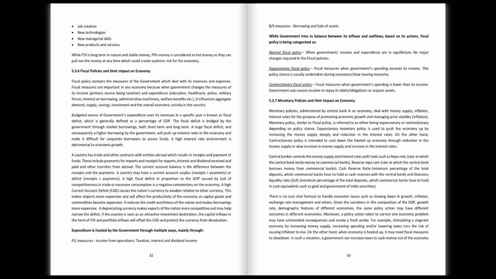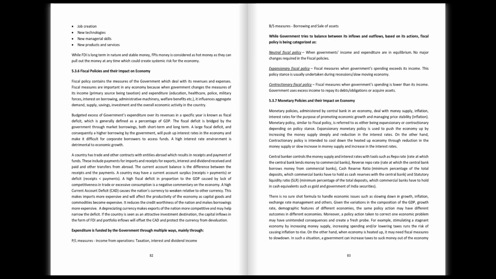The central bank controls the money supply and interest rates with tools such as the repo rate, at which the central bank lends money to commercial banks; the reverse repo rate, at which the central bank borrows money from commercial banks; the cash reserve ratio, the minimum percentage of the total deposits which commercial banks have to hold as cash reserves with the central bank; and the statutory liquidity ratio, SLR, the minimum percentage of the total deposits which commercial banks have to hold in cash equivalents such as gold and Government of India securities.